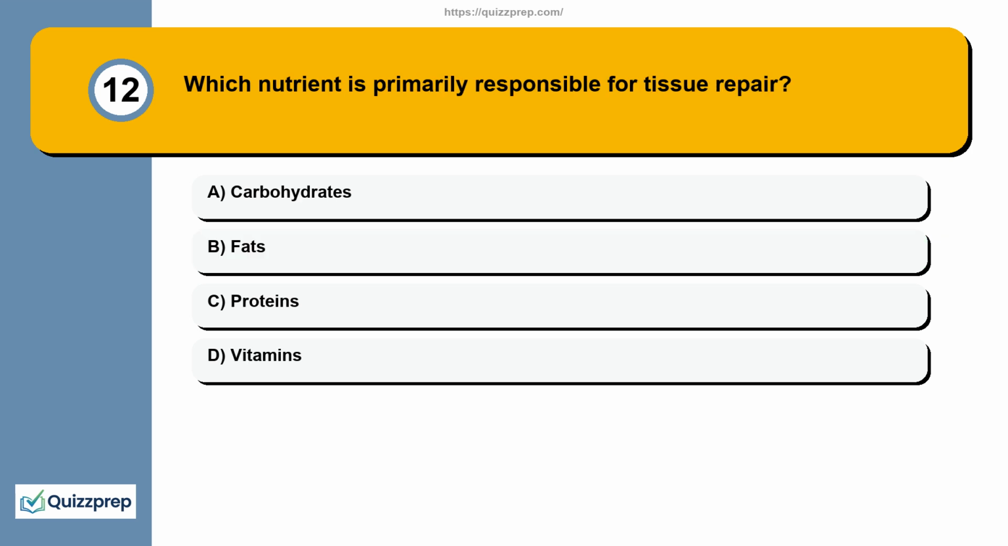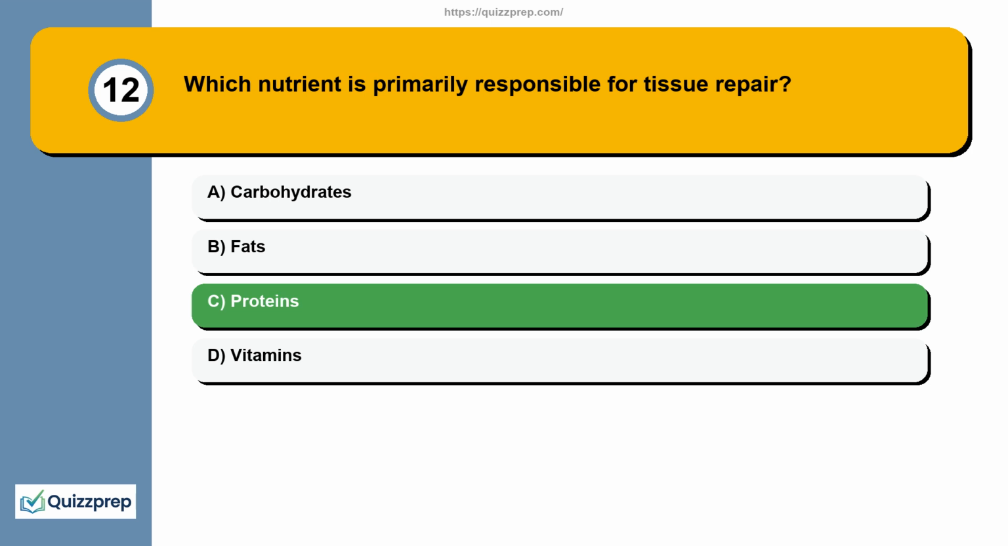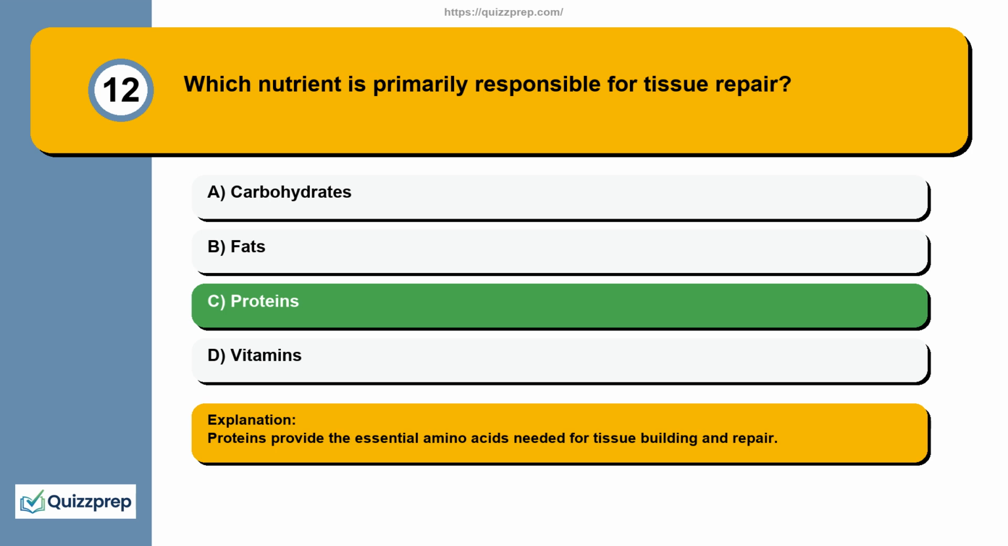Question 12. Which nutrient is primarily responsible for tissue repair? Here are your options. Option A. Carbohydrates. Option B. Fats. Option C. Proteins. Option D. Vitamins. The correct answer is option C. Proteins. Explanation. Proteins provide the essential amino acids needed for tissue building and repair.